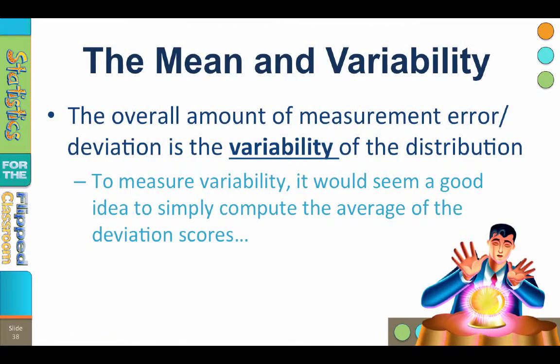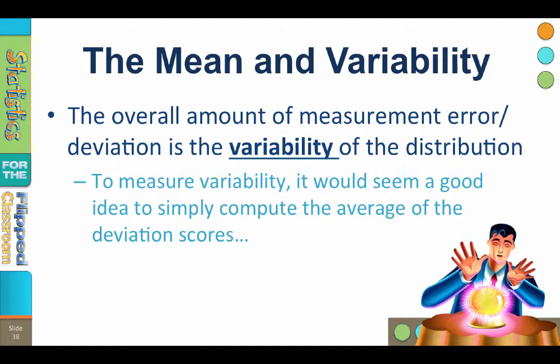Each x-score varies from the mean. When the x-scores deviate from the mean by large amounts, there's a lot of variability in the distribution. When the scores are tightly packed together, there are small deviation scores. So the overall amount of measurement error or deviation is the variability of the distribution.